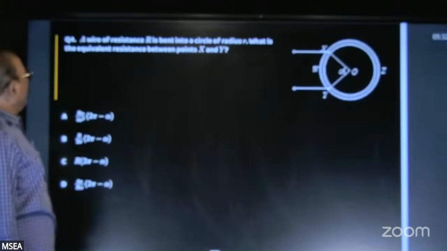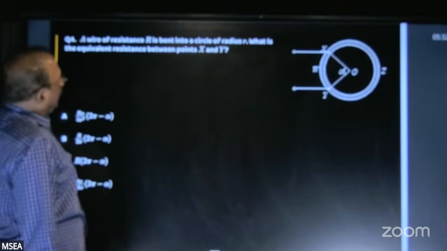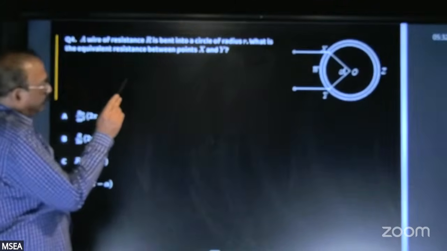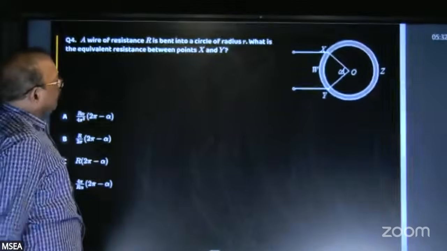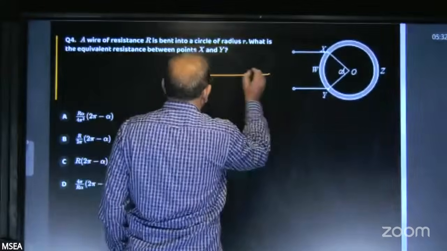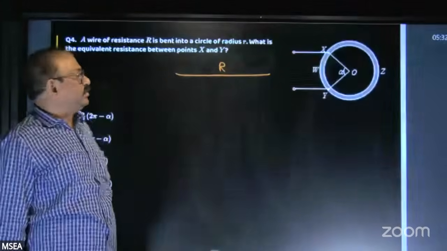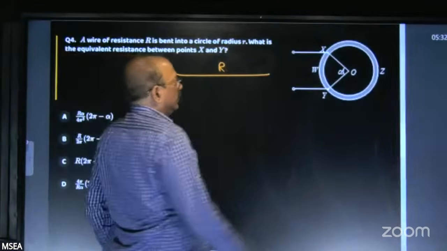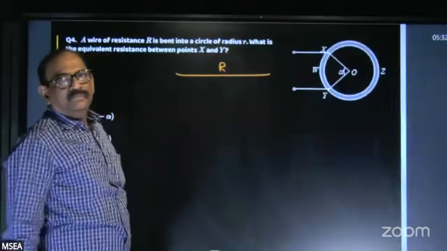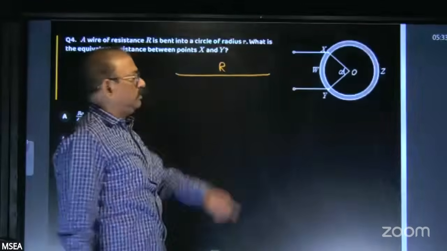Third problem: a wire of resistance R is bent into a circle of radius small r. What is the equivalent resistance between those points X and Y? That is asked. So there is a straight wire of total resistance R. This straight wire is made into the form of a circular loop, meaning this complete circular loop has resistance R.